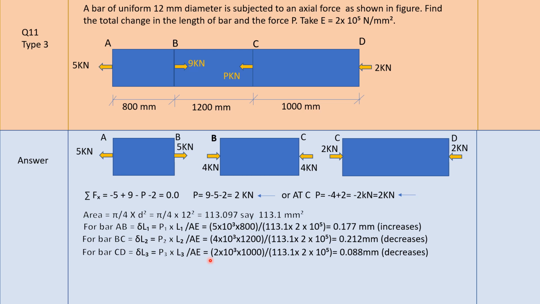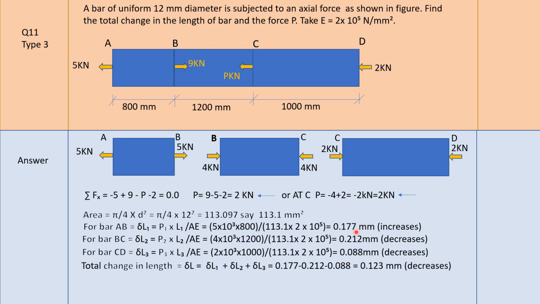And again, see here, this 2 kilonewton force is again a pushing force, a compressive force. So there will be decrease in length. So in the bracket, write down decreases. Then let us calculate the total change in length of the bar. Delta L is equal to delta L1 plus delta L2 plus delta L3.